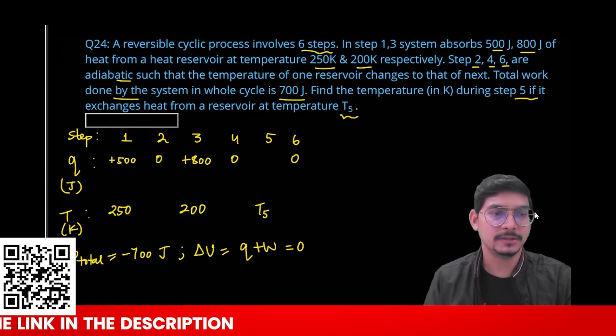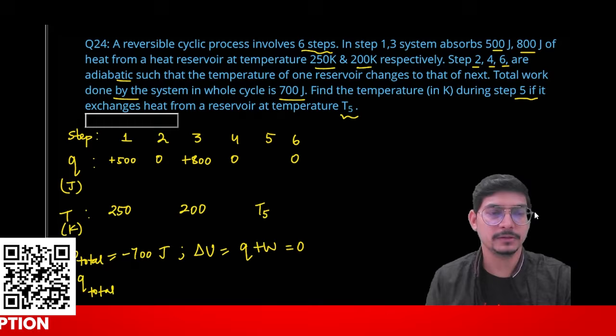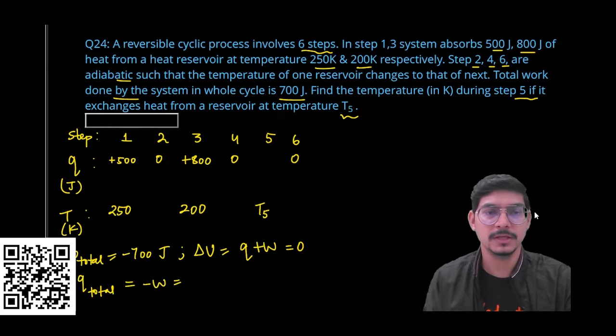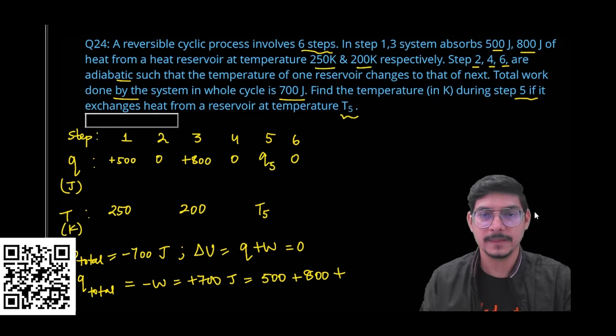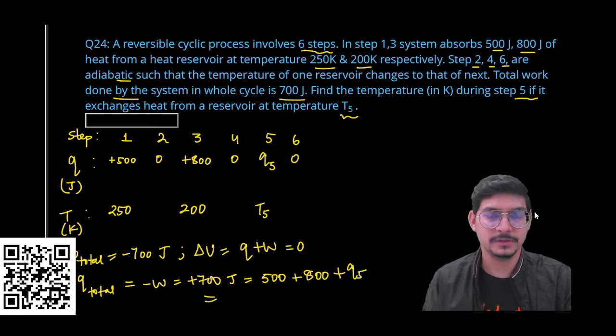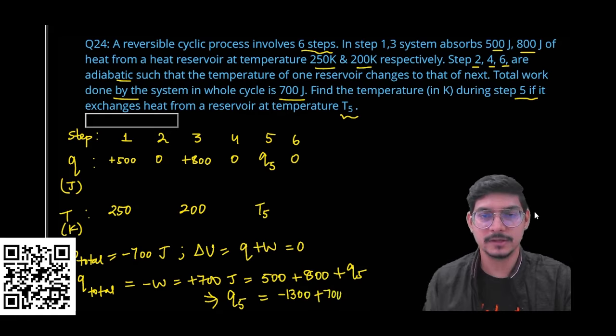So this means that the total heat during the system should be minus W, which should be plus 700 joule. But we know that the total heat during the process is 500 in step 1. In step 2, it is 0. In step 3, it is 800. Plus in steps 4 and 6, it is 0. And in step 5, let us just call it Q5. So if we solve this, then the heat change in step 5 is minus 1300 plus 700. This would come out to be minus 600 joule.